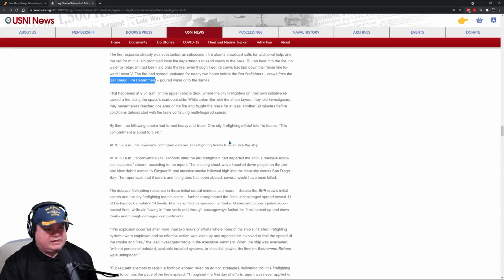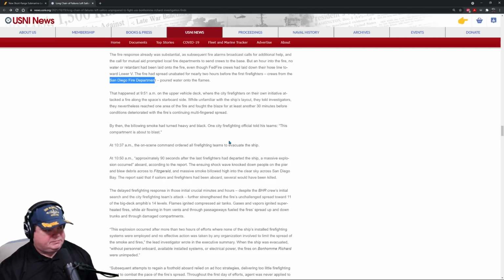While unfamiliar with the ship's layout, they told investigators they nevertheless reached one area of the fire and fought the blaze for at least another 30 minutes before conditions deteriorated, with the fire continuing a multi-fingered spread. So imagine you're looking up at the ceiling and it's smoky, but in the smoke you can see the fire going out in these little tendrils. And wherever the wind or ventilation is pushing the flame, it just spreads like little fingers out in those directions.